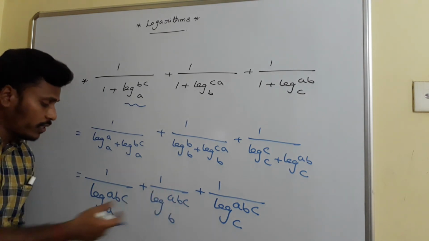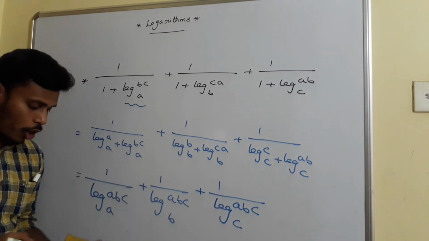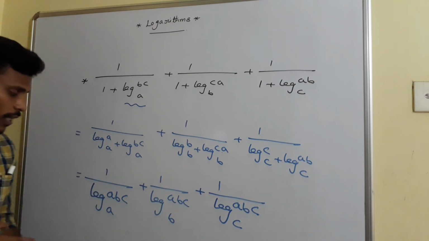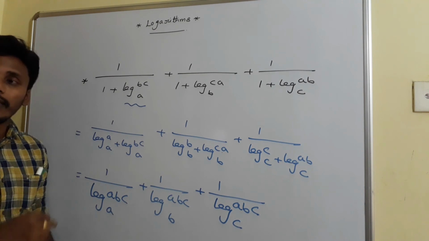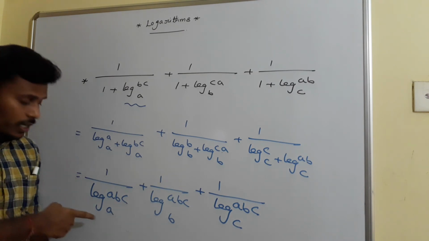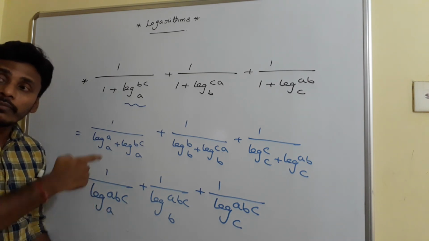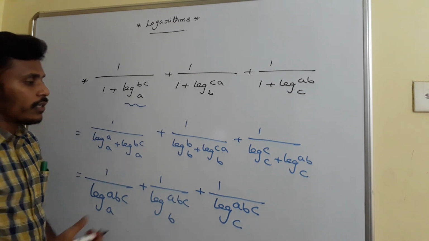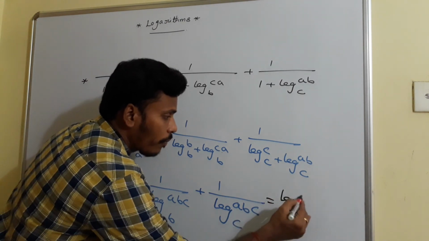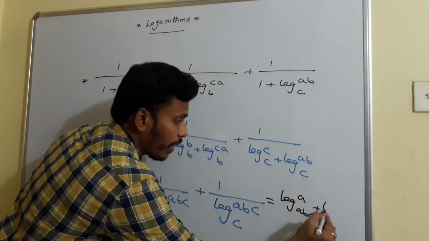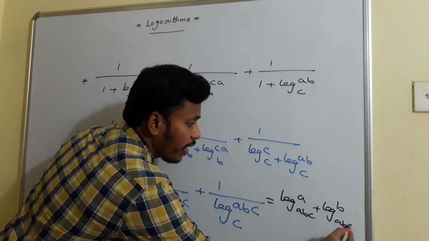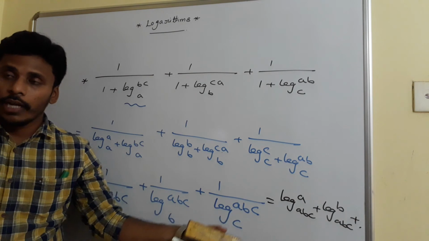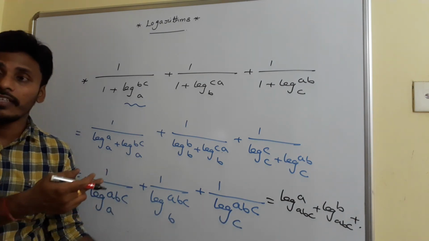Now finally you have this 1 by log ABC base A, 1 by log ABC base B, 1 by log ABC base C in your hands. And we know that this 1 by log ABC base A can be written by reciprocaling. These two will get interchanged. It becomes like log A base ABC. So this is equal to log A base ABC plus log B base ABC plus log C base ABC, right? Now we have three logarithms with the same base ABC.